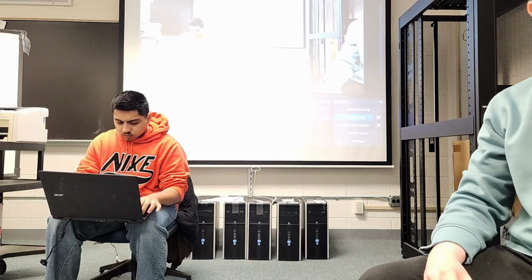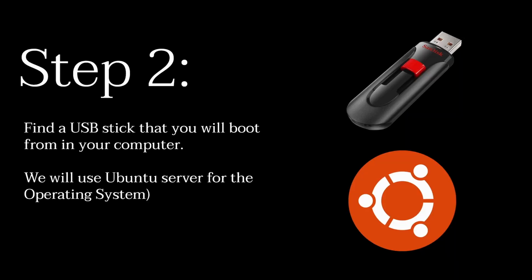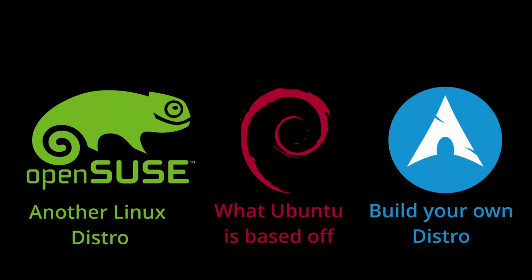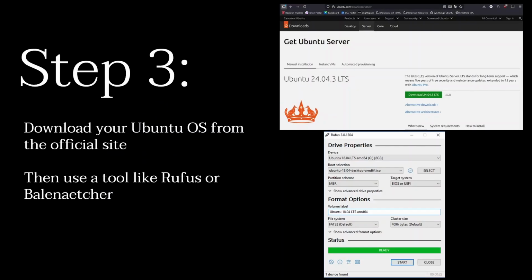All right, step 2, you will need to find a USB stick. You will need one of these. Typically you want 4 gigabytes. For this instance, we will be using Ubuntu Server, which is free and provides 5 years of support. There's other stuff you can use. We're going to download Ubuntu from the official site, and we will use software that will put the OS onto the USB stick. We'll be using Rufus, but there is also Balena Etcher. I've used that once before as well when I was reading a guide.